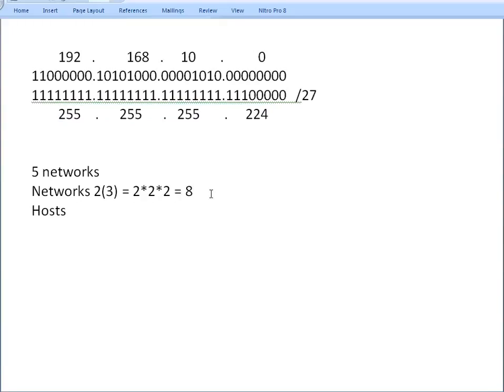How many hosts are we going to get? So 2 to the power n minus 2. The n will be 5. So 1, 2, 3, 4, 5. The n will change here to 5 because we have 5 zeros. So the formula will be 2 times 2 times 2 times 2 times 2, 5 times. So 2 times 2 is 4, times 2 is 8, times 2 is 16, times 2 is 32. So this equals 32 minus 2, we'll have 30. So if we borrow 3 bits, we'll get 8 networks. Each network will have 30 hosts. Done.